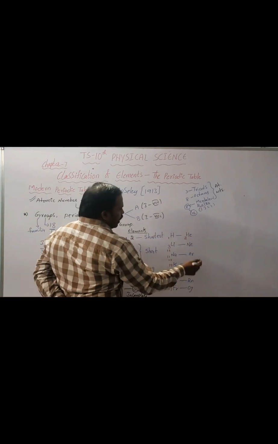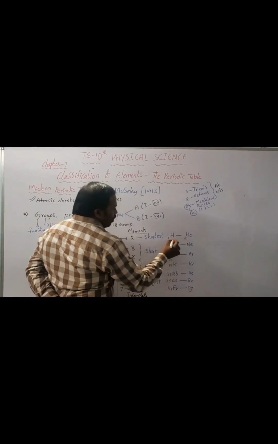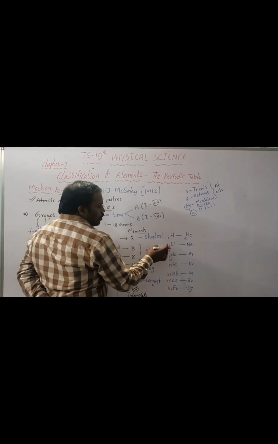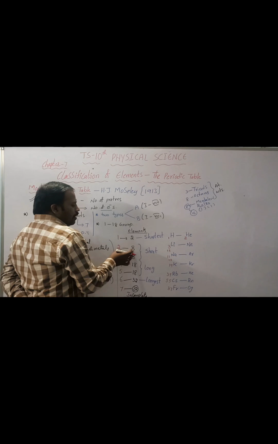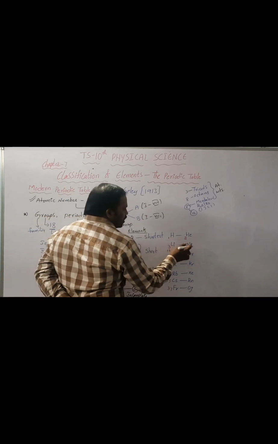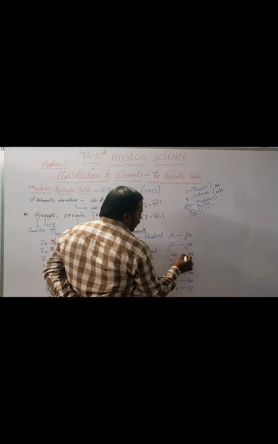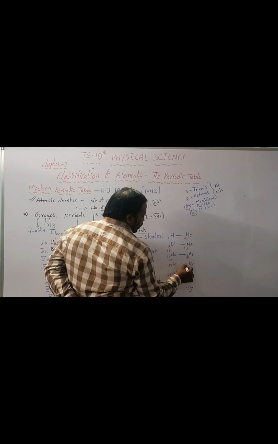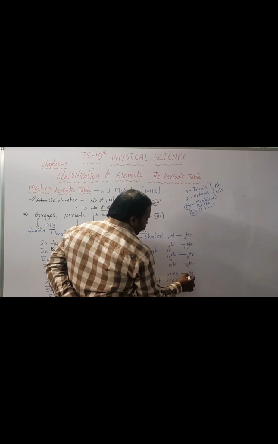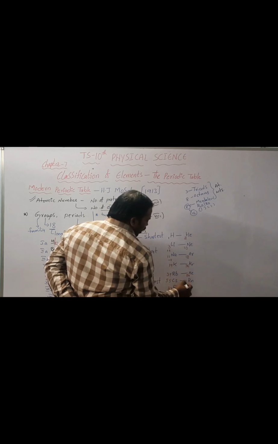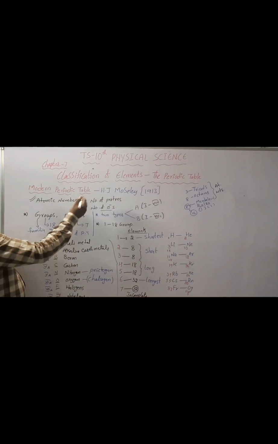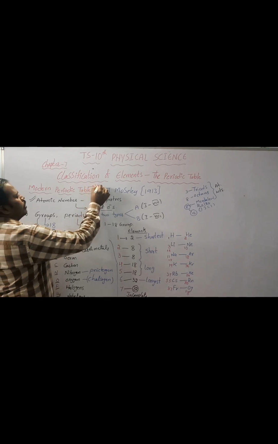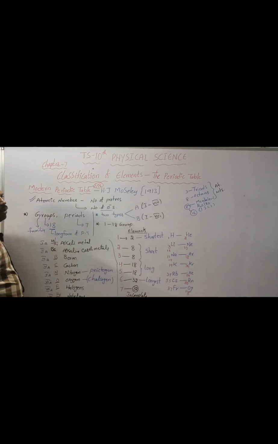Next, coming to the ending elements, 2 is completed. After 3, there are 8 elements in the second period, so you add 8 to the last element and get 10, then 18, 36, 54, 86, 118. So the total periodic table now has 118 elements.